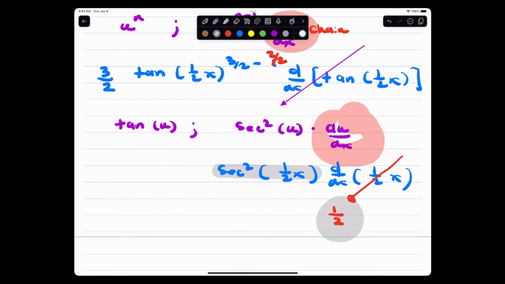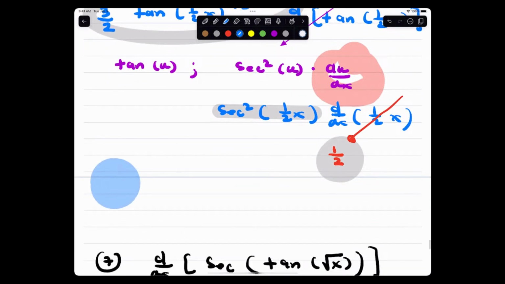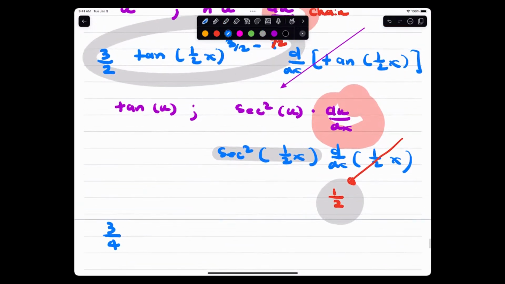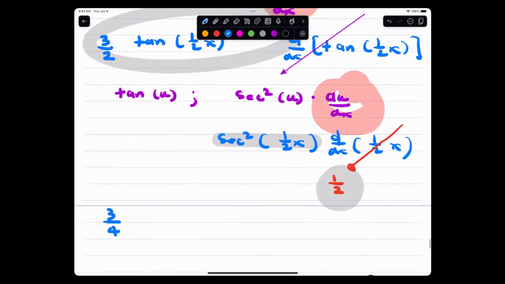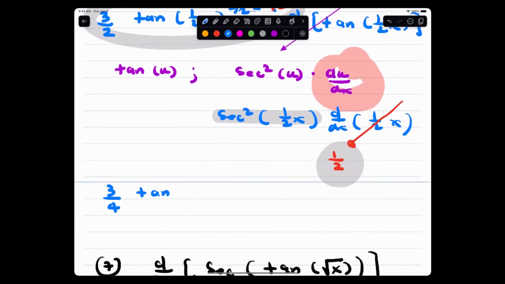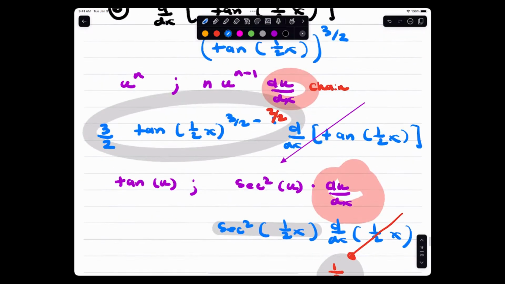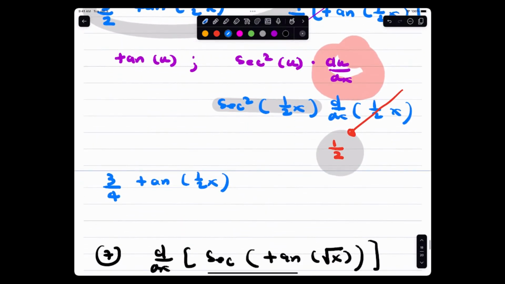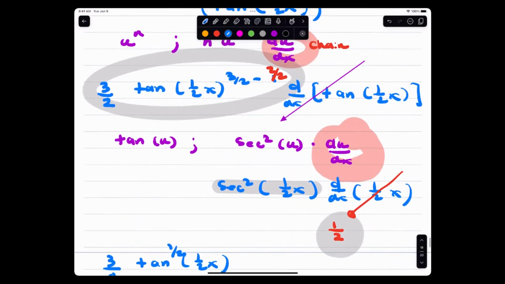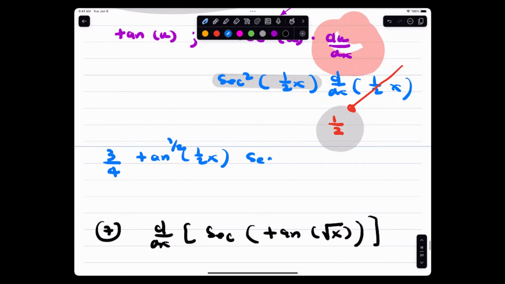Okay, so highlight your terms, because you can very easily forget what's really here. All right, so now, what's 3/2 times 1/2? You might say, what are you doing here? Well, I take the constants. 3/2 times 1/2, isn't that going to be 3/4? 3/4 tangent 1/2 x. 3/2 minus 2/2, isn't that 1/2? So that's a 1/2 power there, times secant squared 1/2 x.